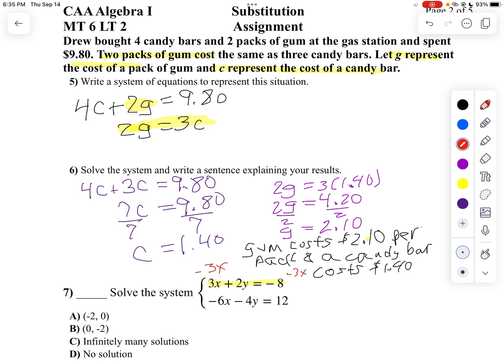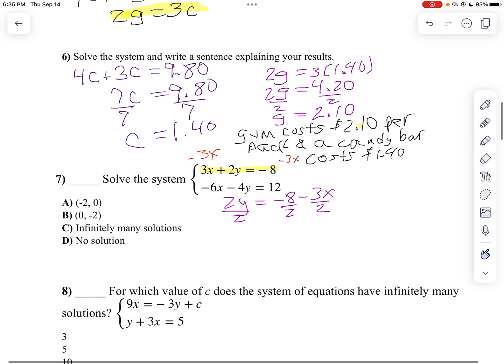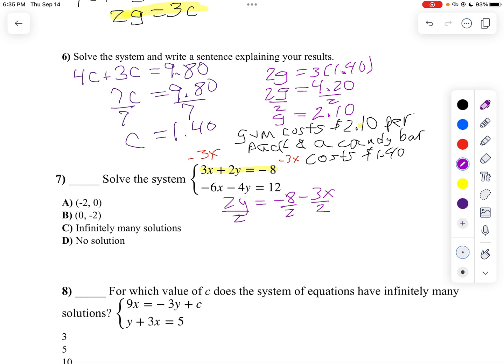And then we'll say 2y equals negative 8 minus 3x. I'll divide that by 2. And so then we'll say, let me pull that down a little bit so we can show our work. So y is going to be negative 4 minus 3 halves x.